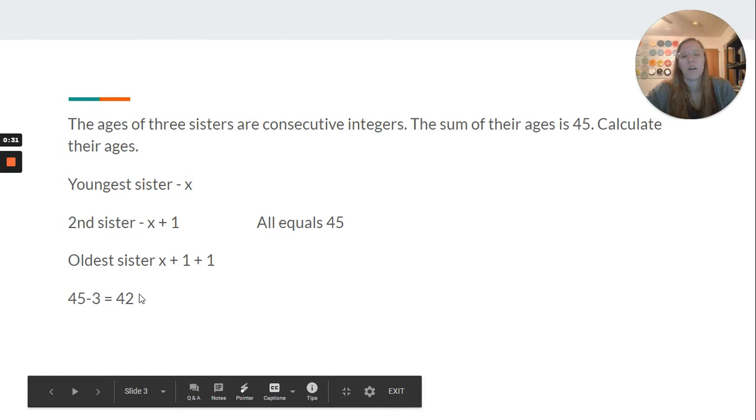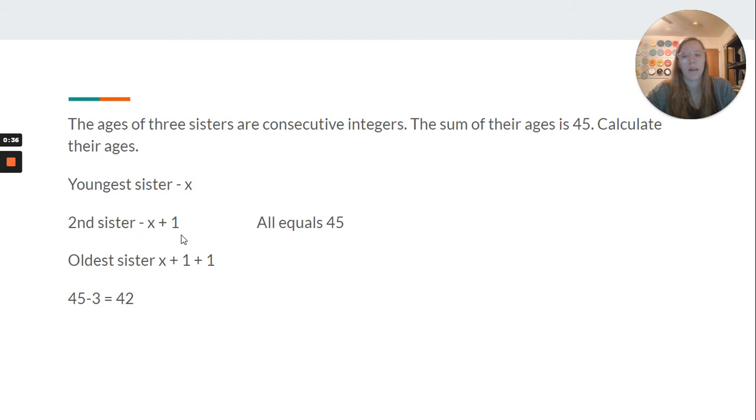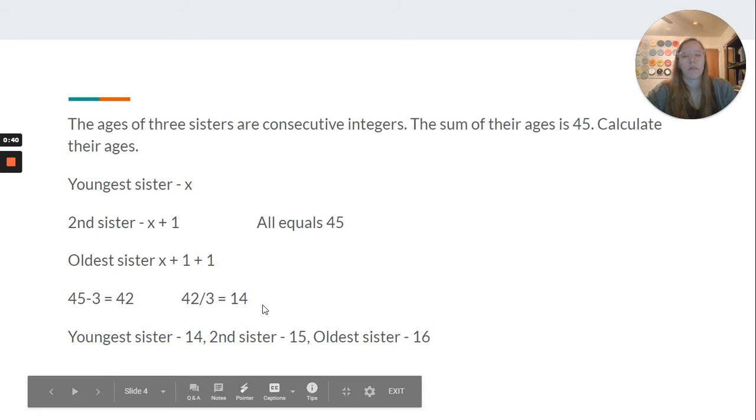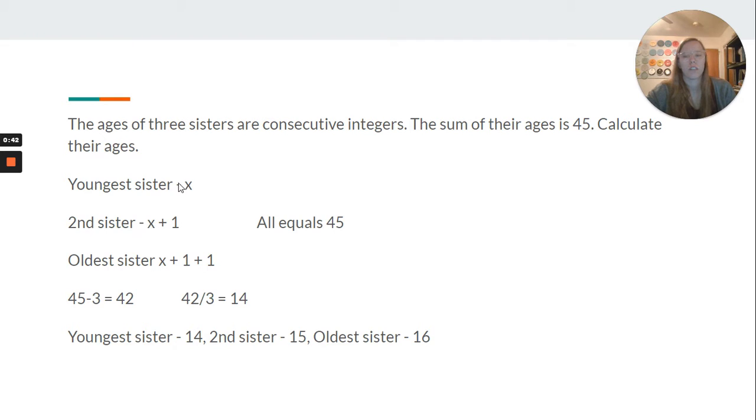So our first step, 45 minus 3 is 42, because we know that we add 3, so we're trying to find out what x is. Then we divide 42 by 3 to get 14, so 14 is x. So the youngest sister is 14, the second sister is 14 plus 1, which is 15, the oldest sister 14 plus 2, which is 16.